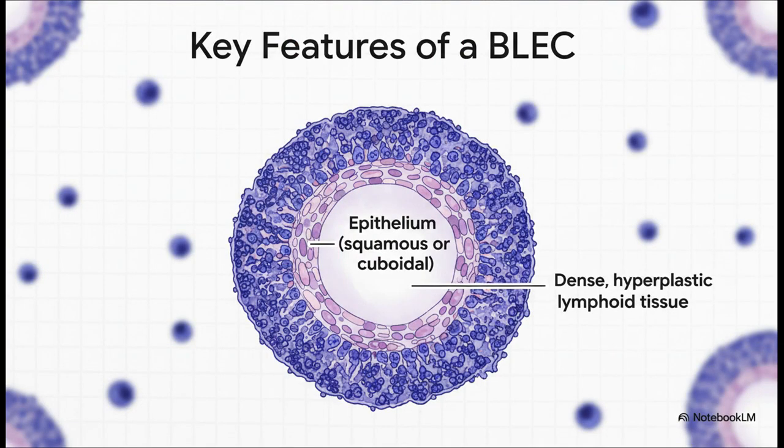So what makes this structure so specific? Well, it's all about its composition. The cyst itself, on the inside, is lined by epithelial cells. And then the wall is just packed, jam-packed, with a dense, overgrowing collection of lymphocytes. It's this exact combination, an epithelial cyst floating in a sea of lymphoid cells, that is the key diagnostic feature.